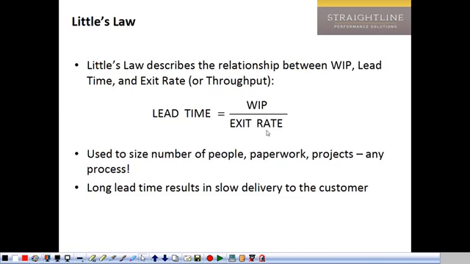By the way, exit rate, very often the key to getting good exit rates or good throughput is to not have to rework a lot of things. So that often can get you better throughput.